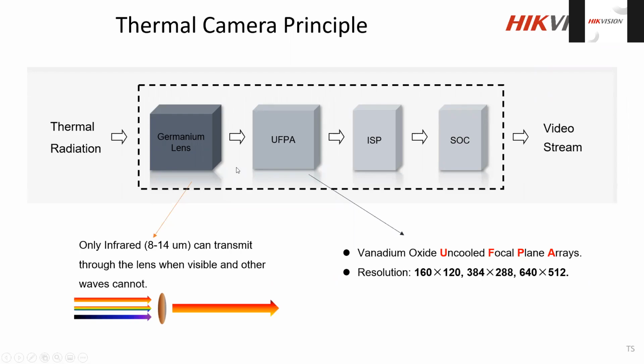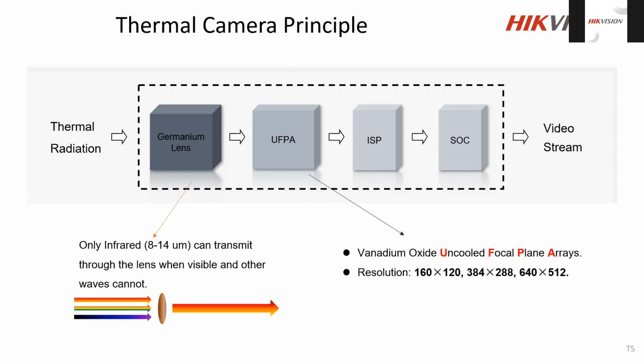Then we have a special sensor. In a normal camera we have a CMOS sensor to capture the visible light, right? In a thermal camera we also have a sensor. That sensor is called a vanadium oxide uncooled focal plane array. It's an array of uncooled vanadium oxides. Depending on this array, there are various resolutions. As you can see, the resolution is not too big.